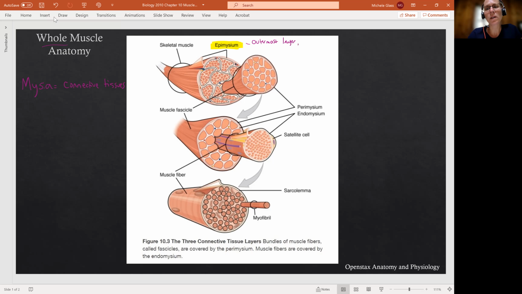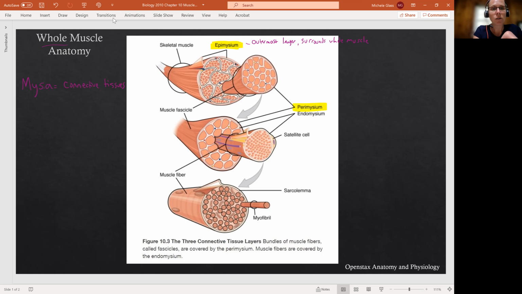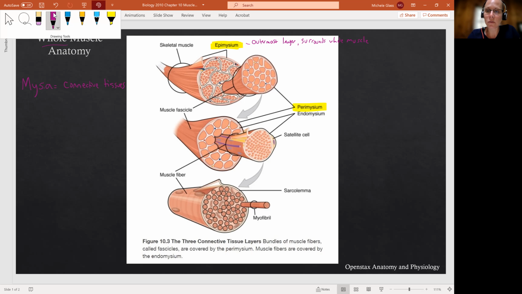It surrounds the whole muscle. This is the one that's making that muscle a separate structure, allowing you to actually, if you wanted to do a dissection of that particular muscle. So it's making it a separate structure from the rest of the body. The next mycia for us to look at is called the perimysium. So peri means around. So the perimysium is going to surround what are called fascicles.